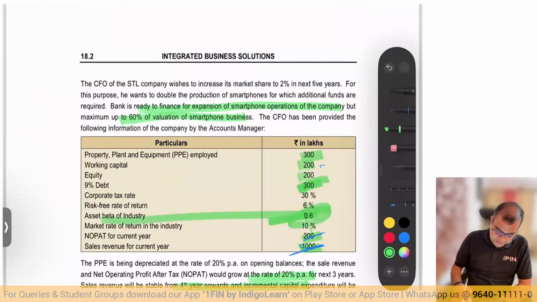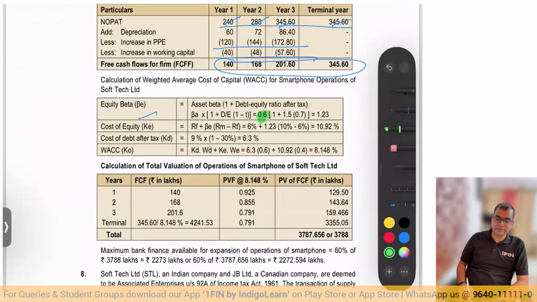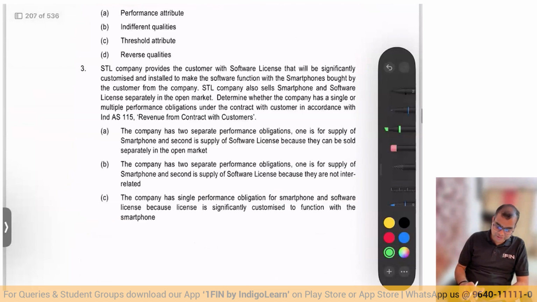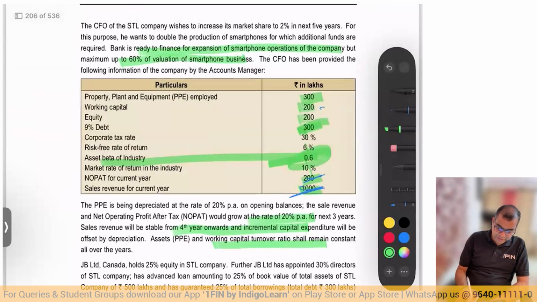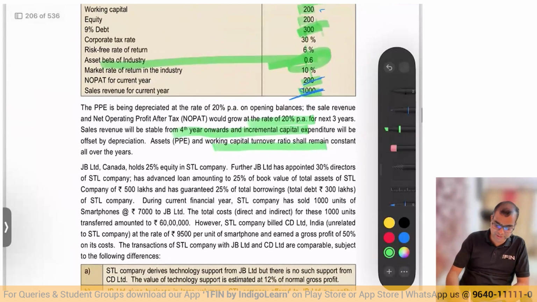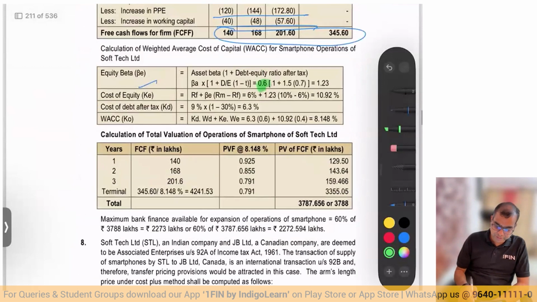So you take this 0.6 into 1 plus 1.5. What is 1.5? 1.5 is the debt equity ratio. How did we get the debt equity ratio? That is also given here: equity is 200, debt is 300. So 3:2, which is 1.5, into 1 minus tax. What is the tax rate? Tax rate is given as 30%. So you will get 1.23.